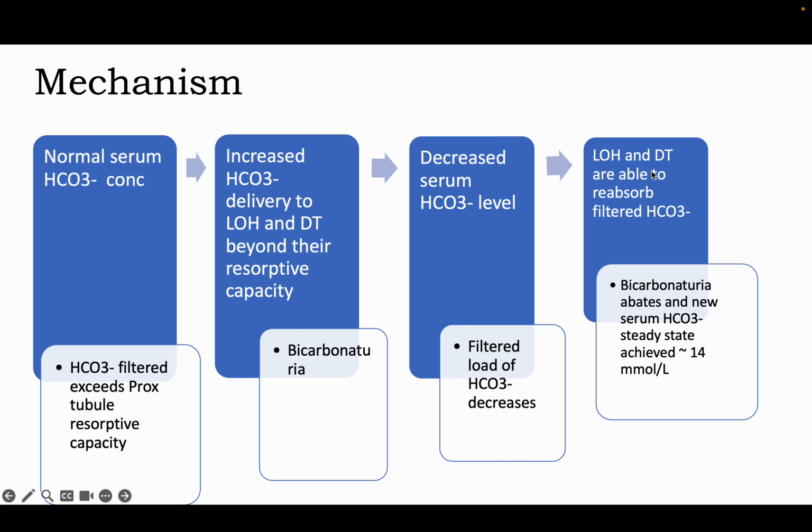So it will create a new set point. With the loss of bicarbonate, the distal tubule will try to compensate to some extent. So it will make a new steady point of bicarbonate around 14 or 15. That is a new steady point for bicarbonate. So it will filter less and it will be able to compensate at the distal level, so that it creates a new set point in the serum. The loop of Henle is able to reabsorb to a certain extent.